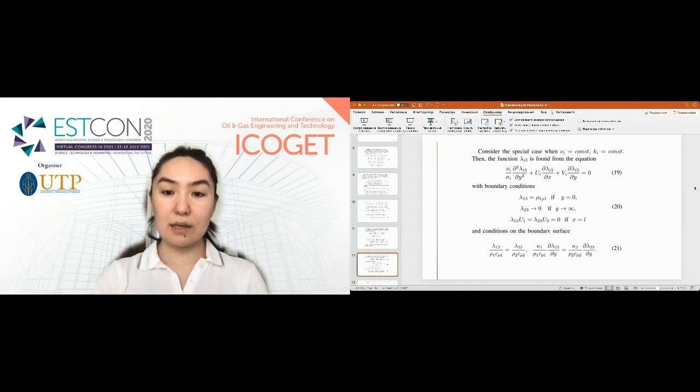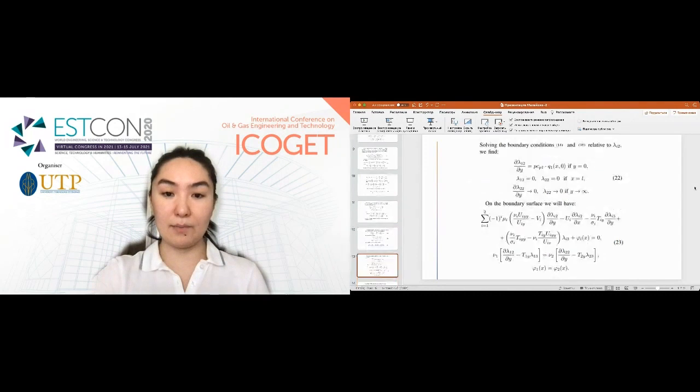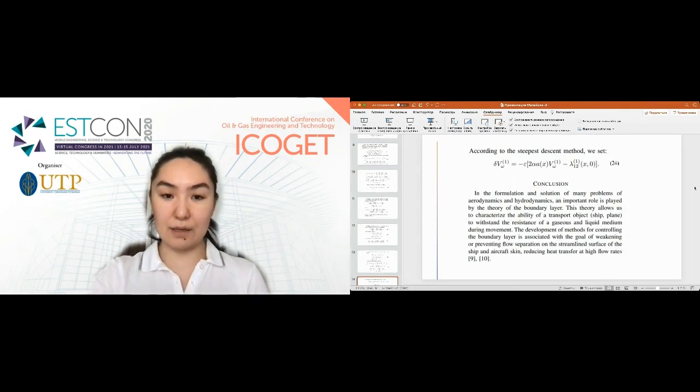Consider the special case with mu I constant and ki constant, then the functional lambda I3 is found from the equation represented in formula 19 with the boundary conditions represented in formula 12 and the conditions of the boundary surface represented in formula 21. Solving the boundary conditions of formulas 14 and 16 relative to lambda I2, we find formula number 22. On the boundary surface, we will have formula number 23.